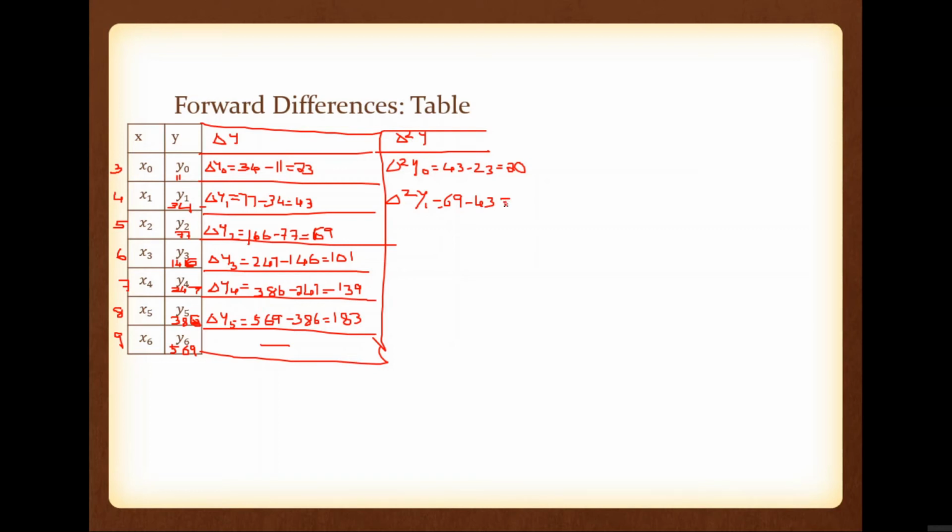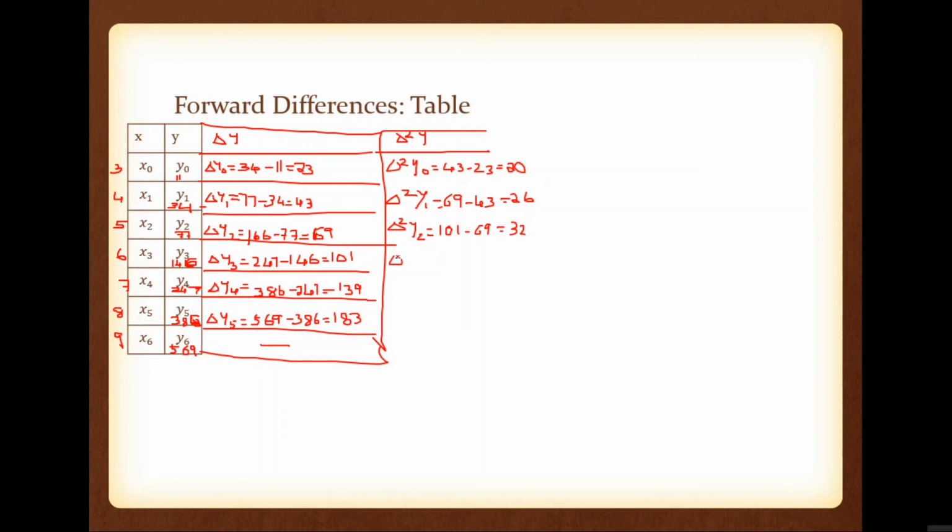So this is equal to 26, right? 26. Am I correct? Now the next one is delta square y2. Delta square y2 is equal to its next data, that is 101 minus 69. So I think it is 32, right? 69, 30, 99 plus 2, 101.